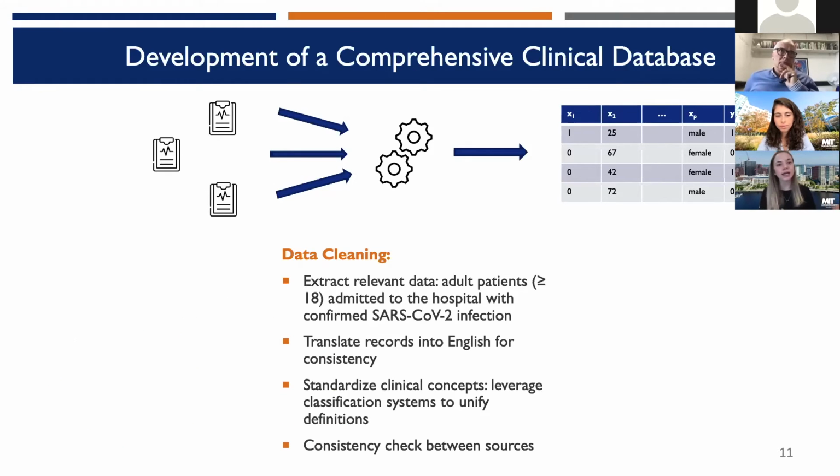We began by extracting data for our relevant population, which was COVID-19 confirmed cases, adults who were hospitalized at one of our partner sites. We then went through some extensive data cleaning. Since we were working with different international organizations, we had to begin by translating the records into English and then defining universal clinical concepts to ensure that when we're talking about a lab value or a comorbidity, we're speaking about a consistent definition across all of our sites.